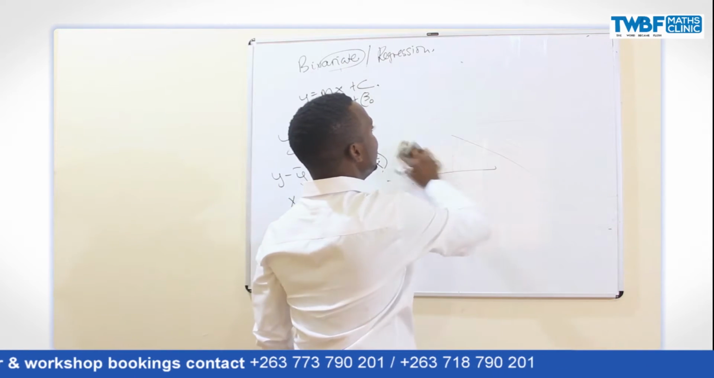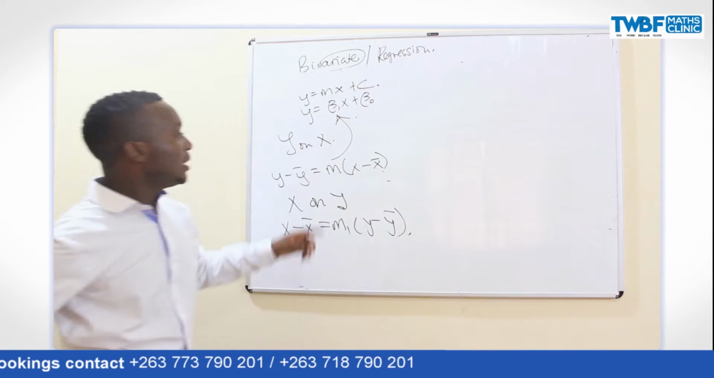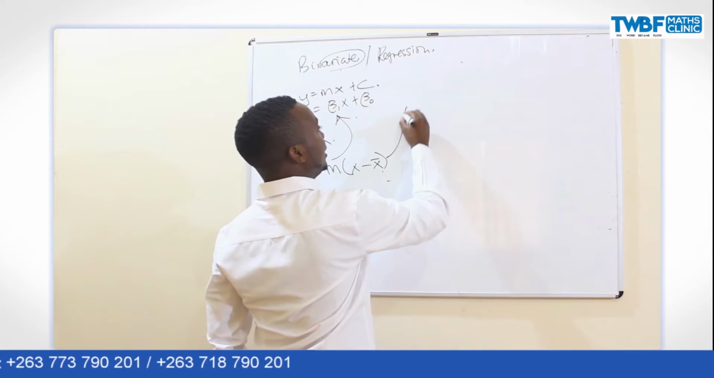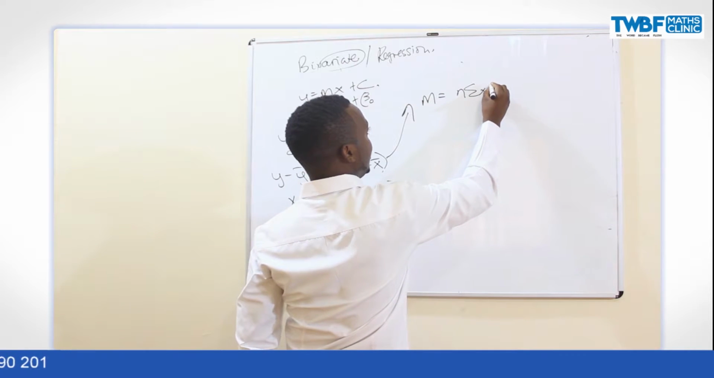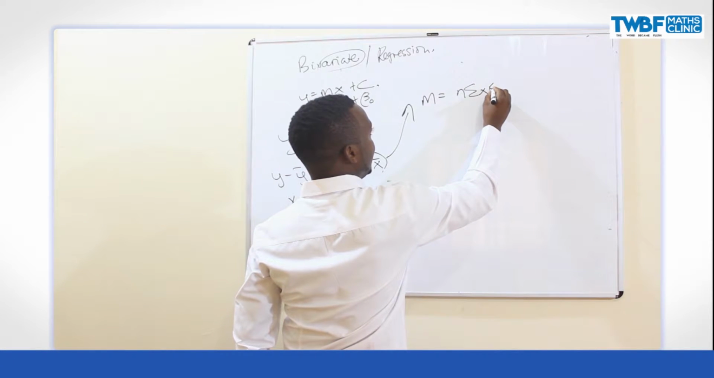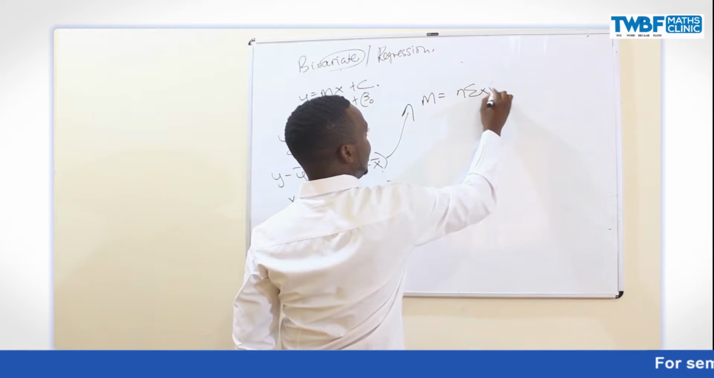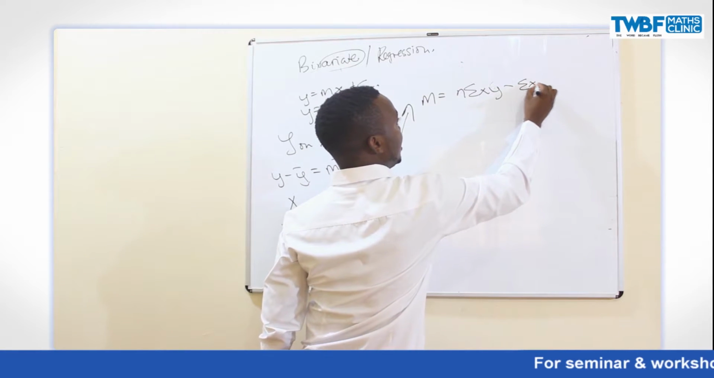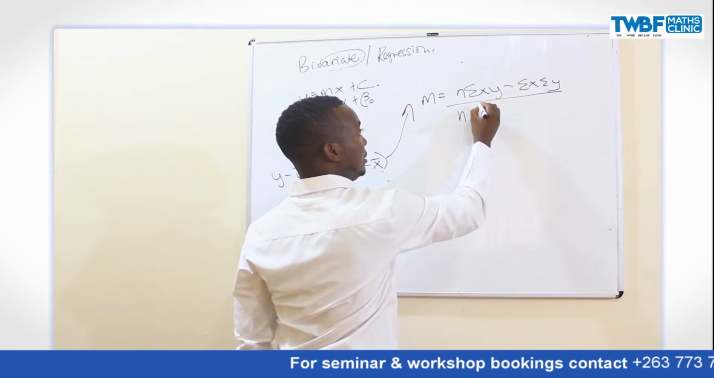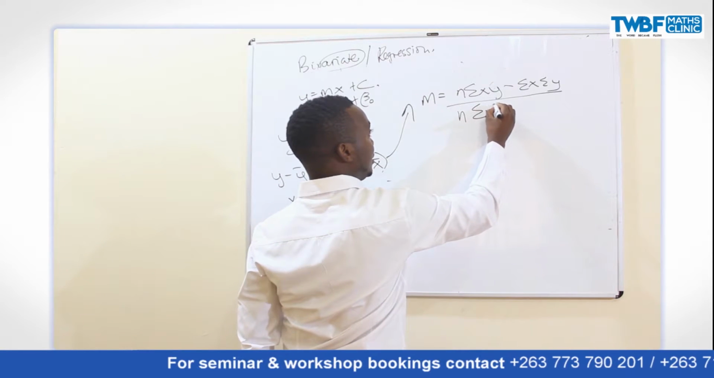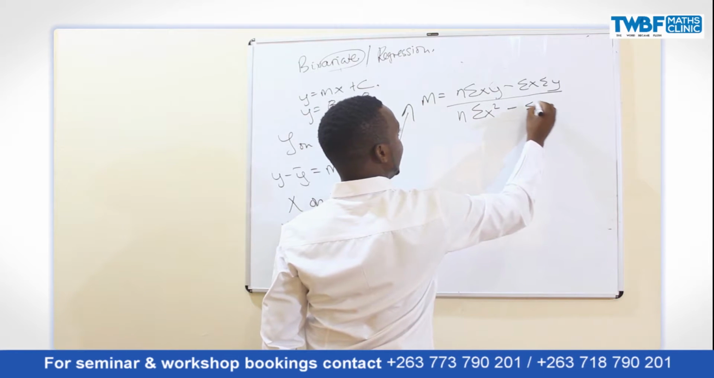But can you note one thing here? Here our m equals n summation of xy minus summation of x summation of y, all over n summation of x squared minus summation of x all squared.